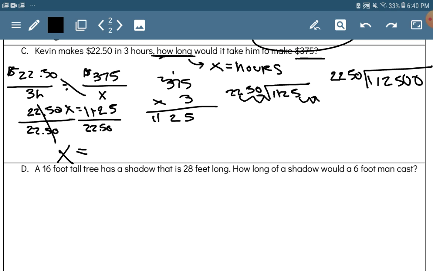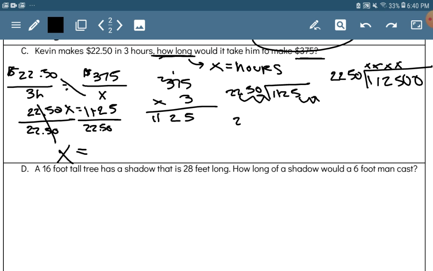I'm dealing with 2,250. That's a really, really big number. So let's go through what we know. We know it can't go into 1. It can't go into 11. It can't go into 112. And it also cannot go into 1,125. So I'm going all the way over to 11,250. I'm dealing with really, really big numbers here.